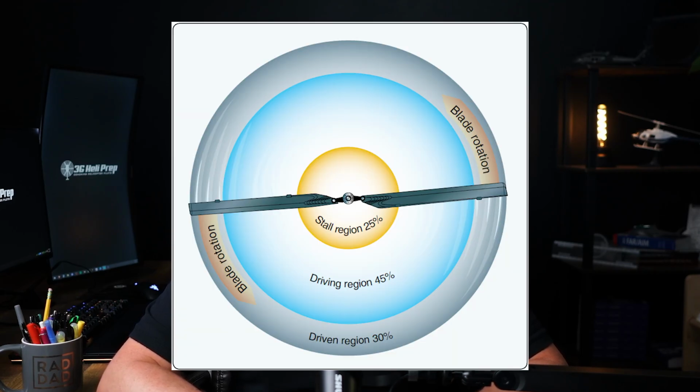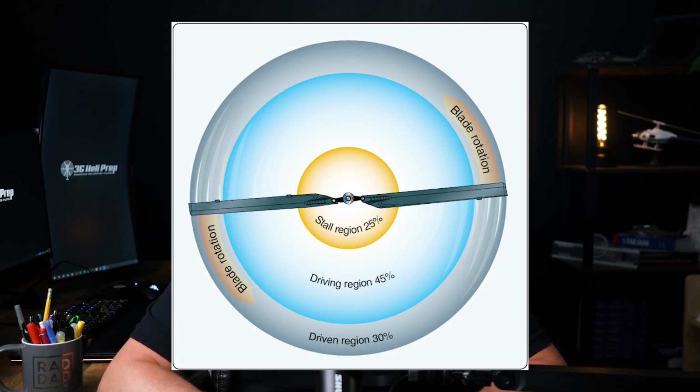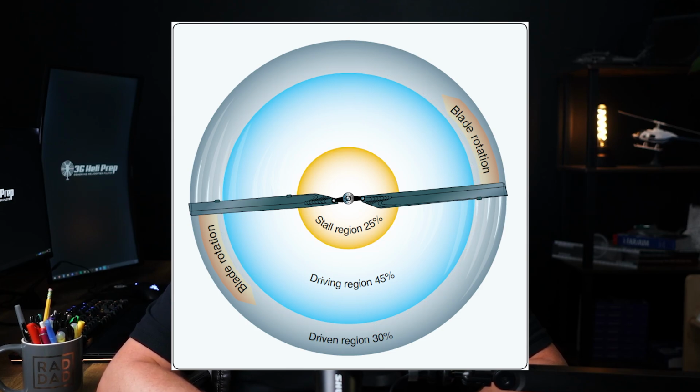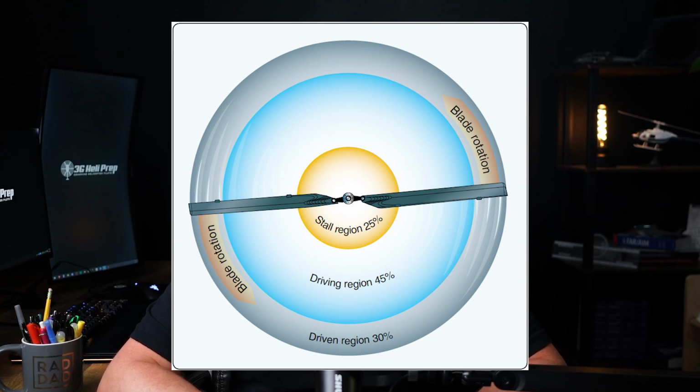During autorotation, the rotor disc is divided into three regions when viewed from the top. The driven region is near the blade tips, where drag exceeds thrust. The driving region, which is in the middle portion of the rotor blades, is where airflow pushes the blades, providing the rotational force needed to keep the rotor spinning. And then there's a stall region near the blade root, where airflow is too slow to generate effective lift.